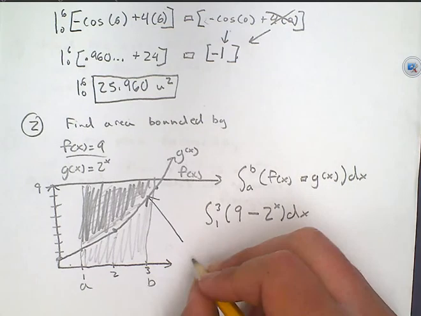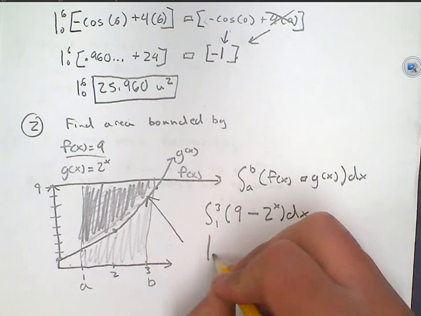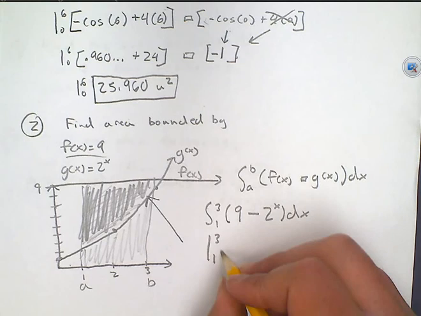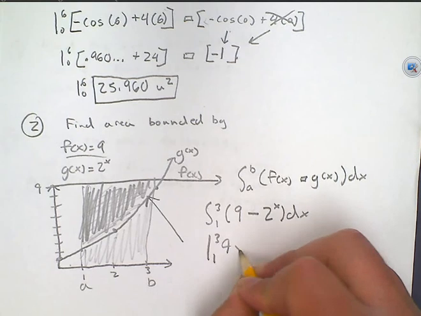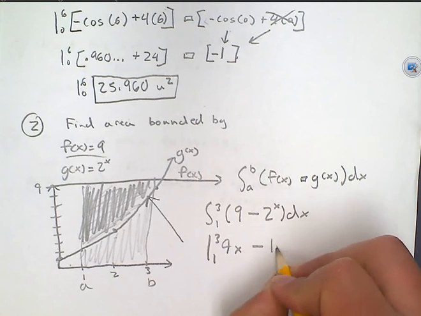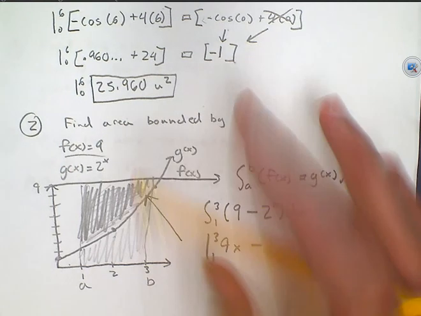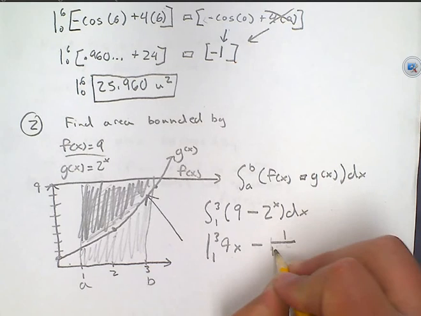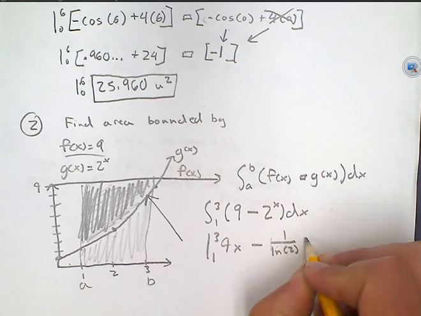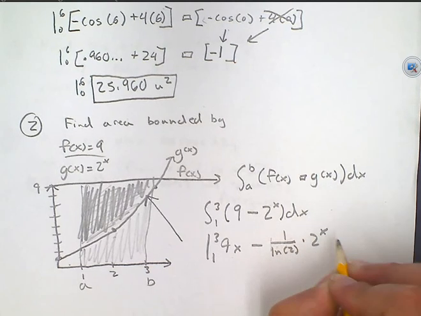So now I can integrate this from 1 to 3. It is 9x minus, wait, I almost got that backwards, 1 over natural log 2 times 2 to the x power. It's not a chain rule or a u-substitution or anything. It's just a simple exponential rule, plus c.